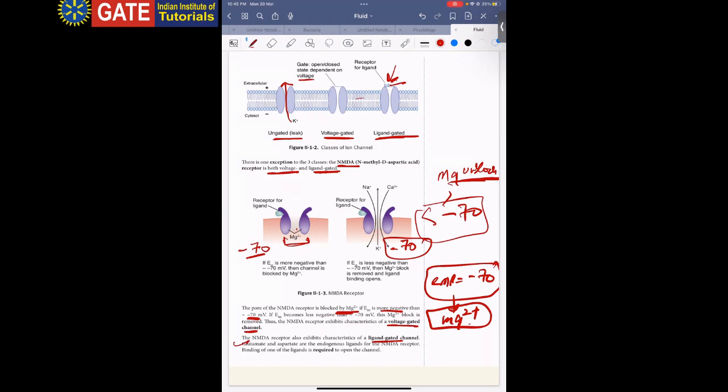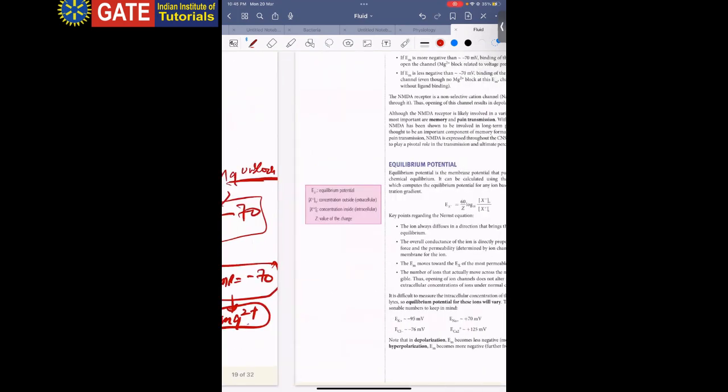Whenever aspartate or glutamate binds to these receptors, at this receptor ligand site, it will lead to the opening of the channel and the movement of the ions. So this is the ligand-gated property as well as the voltage-gated property. So let's talk about it.